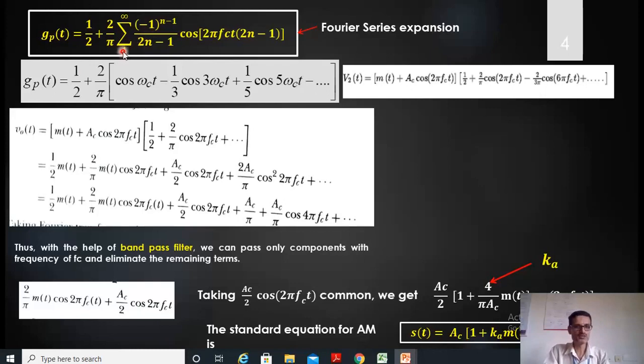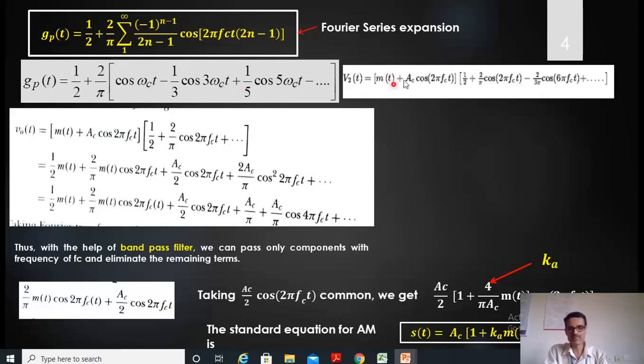where n goes from 1 to infinity, of minus 1 to the power n minus 1, divided by 2n minus 1, times cos of 2 pi fc t, the carrier frequency, multiplied by 2n minus 1. And if you substitute different values of n, I can expand something like this. It is half plus 2 by pi cos omega c t, that is 2 pi fc t, for n equal to 1. For n equal to 2, I will get this term. For n equal to 3, I will get this particular term. So this is what I'll get.